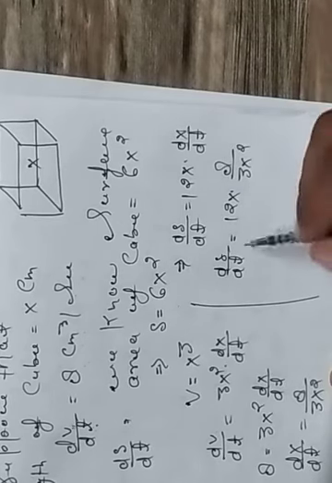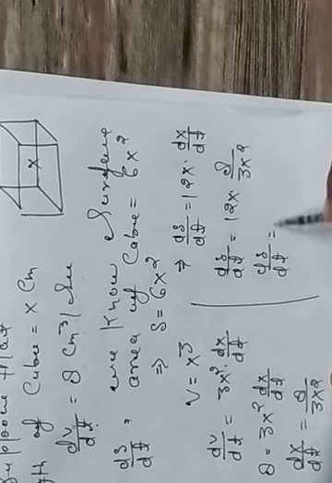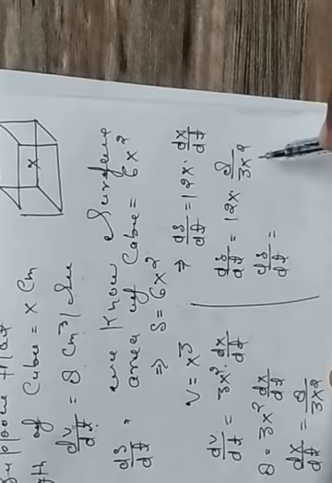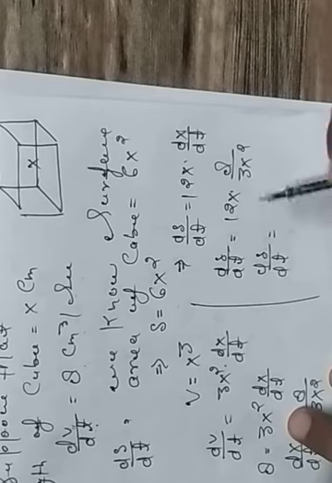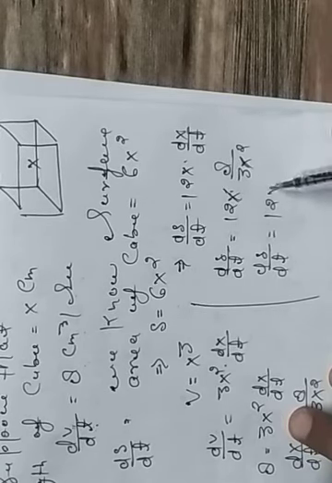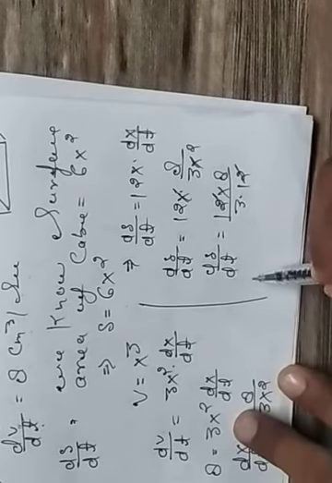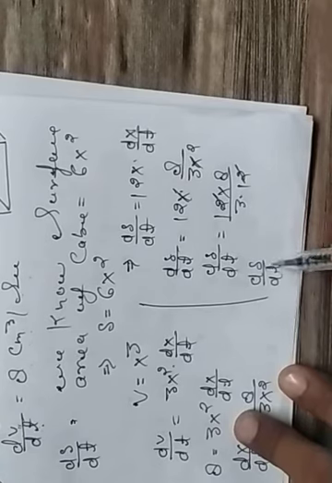3x square. And student, it is given in your question, find the rate of change of surface area when edge is 12 centimeter. So value of x cancel. So finally we have 12 into 8 upon 3x, and x is given here 12 centimeter. Not 12 cancel. Finally value of dS upon dt is coming what?